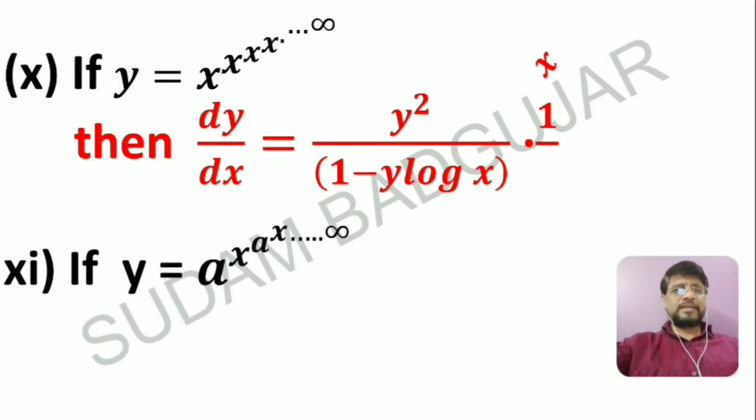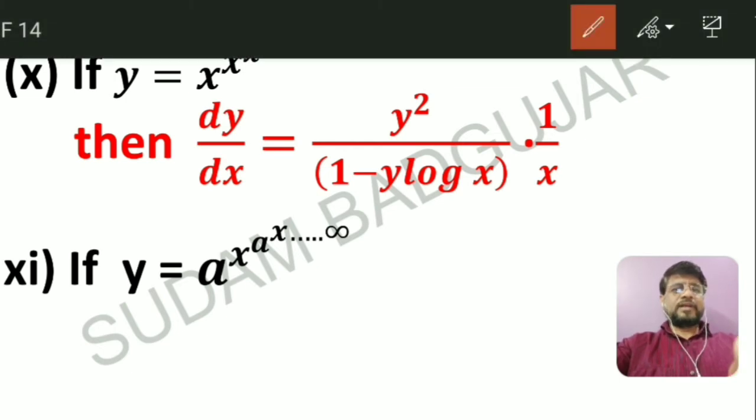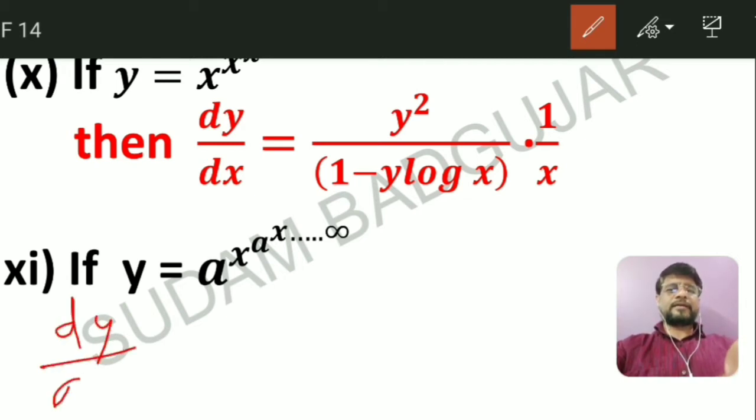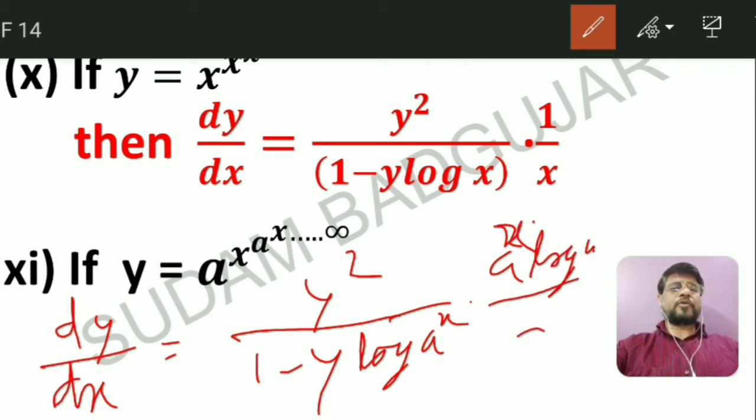And for this one, here its derivative is dy by dx is equal to y square, keep as it is at numerator, upon 1 minus y into log of a raised to x into derivative of a raised to x, that is a raised to x into log a, upon a raised to x.